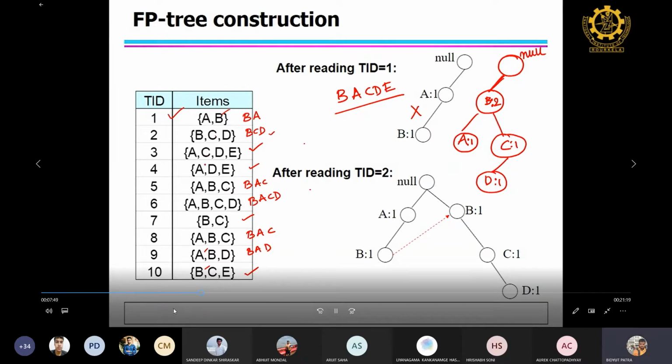Then what next? A, C, D, E. What is A? There is no starting A, so you have to start a new branch. So this is A. Then C, D, E. A, then C, and D.